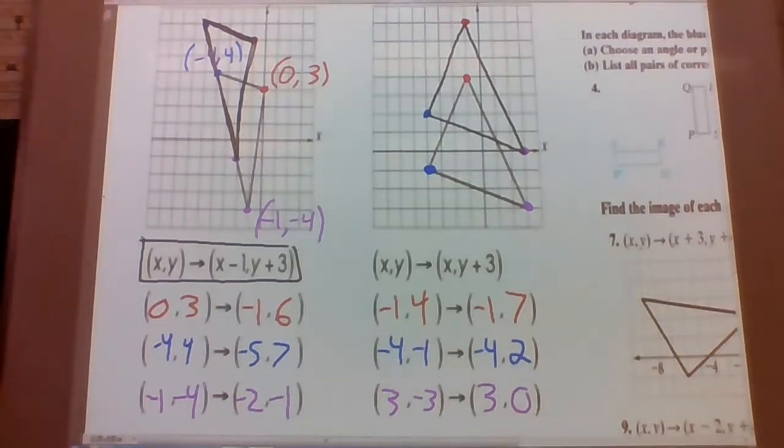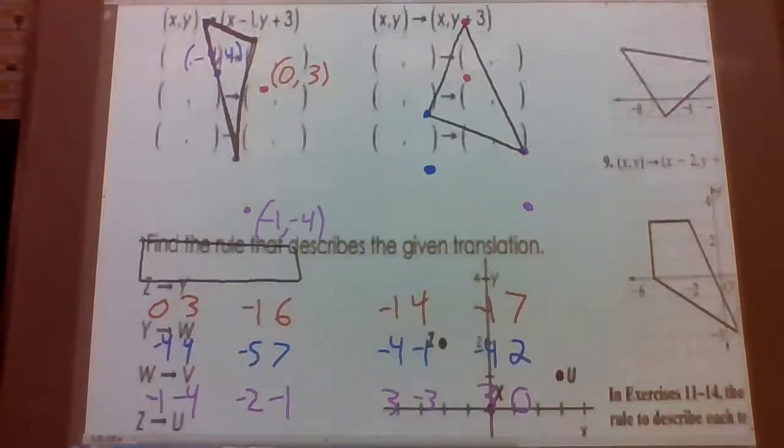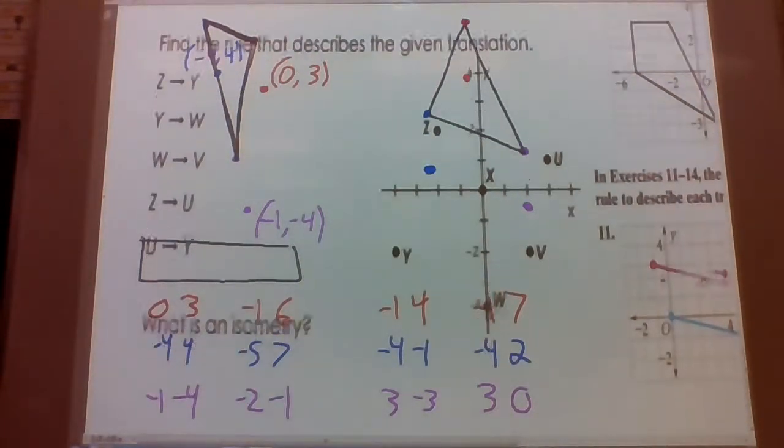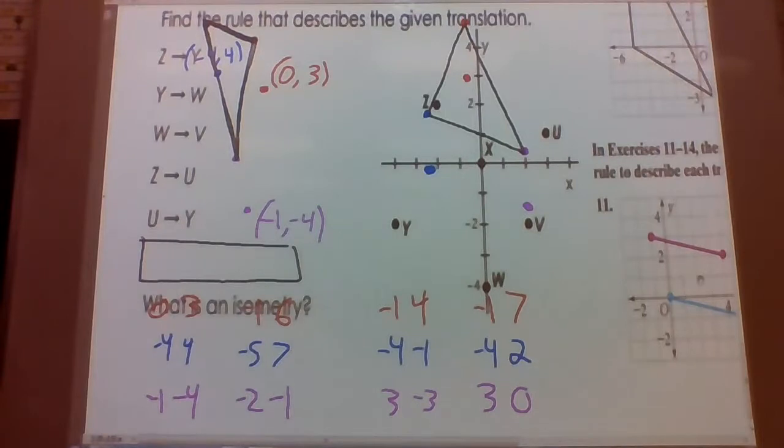The other way we can go is in the reverse direction, where they give us the translation, and then we have to figure out what the notation is going to be. So for the next example, we want to find the rule that describes the given translation.